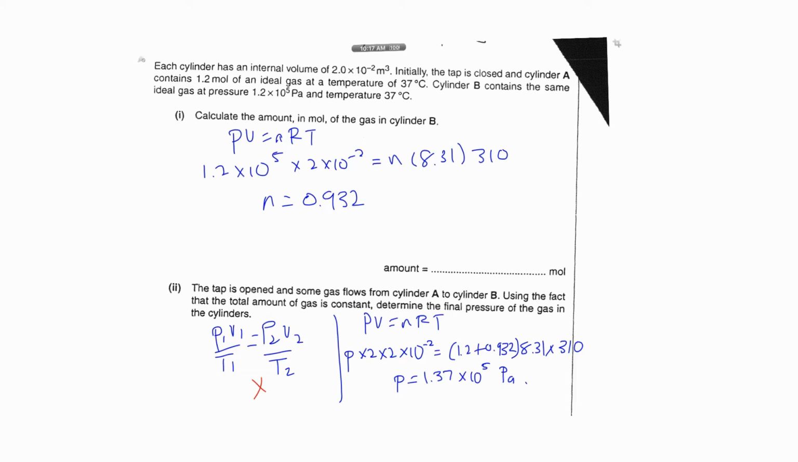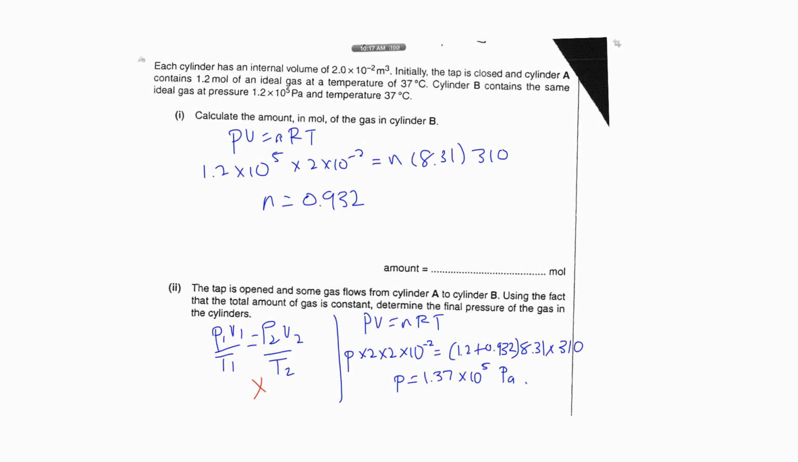So part 2, when you open the tap, they want you to find the final pressure in the cylinders. But this statement that the total amount of gas is constant is very misleading. Some people interpret it and then start using the formula P1V1 over T1 equals P2V2 over T2. Now, you can't use this formula.